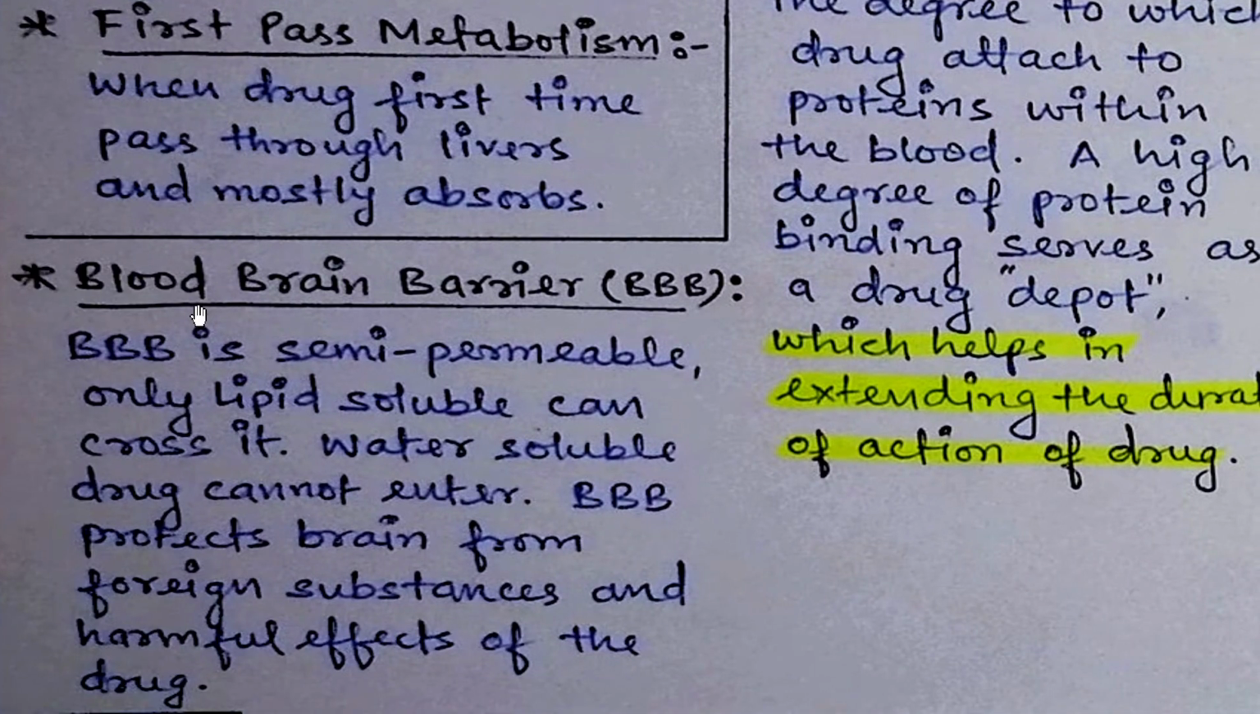Now let us see what is the blood-brain barrier. The blood-brain barrier is a semi-permeable membrane which only lipid soluble drugs can cross. Water-soluble drugs cannot enter. Therefore, the blood-brain barrier protects the brain from foreign substances and harmful effects of the drug.